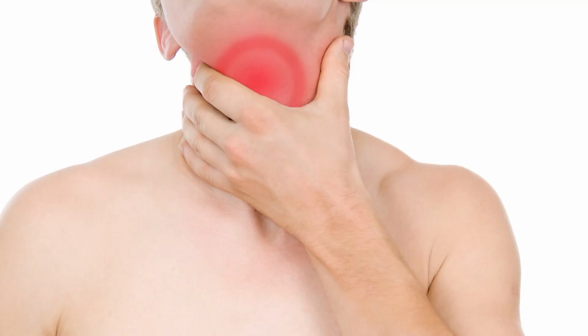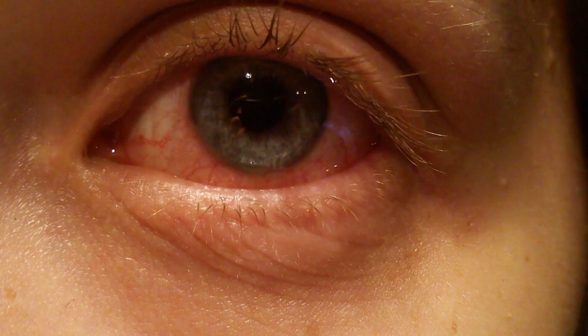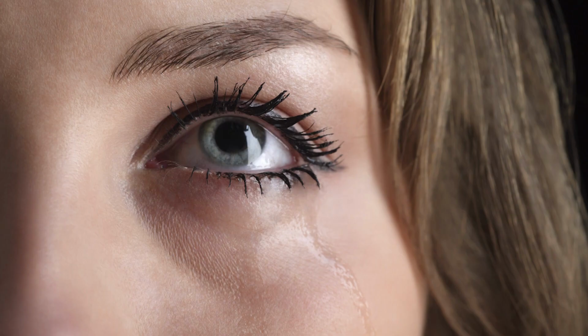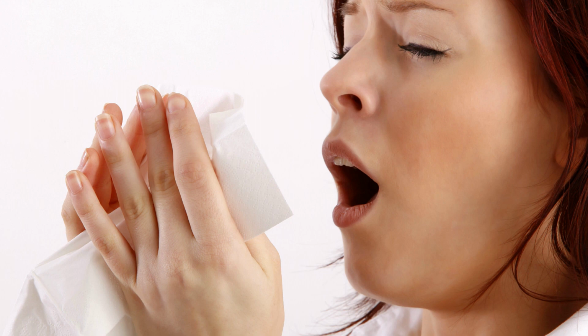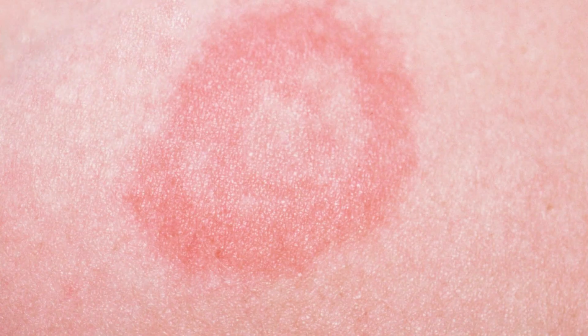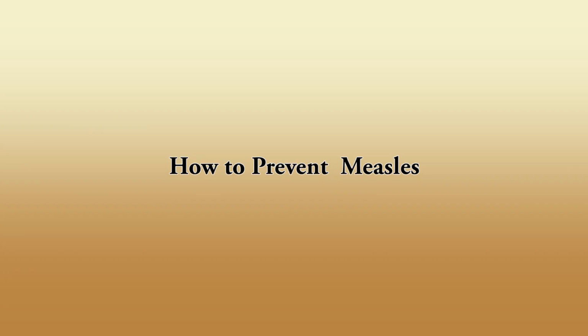Symptoms of measles are runny nose, dry hacking cough, conjunctivitis, swollen eyelids, inflamed eyes, watery eyes, photophobia, that is, sensitivity to light, sneezing, fever. Fever may drop and then rise again when the rash appears. Koplik spots, very small grayish-white spots with bluish-white centers in the mouth, inside of cheeks and throat. Rashes. How to prevent measles?